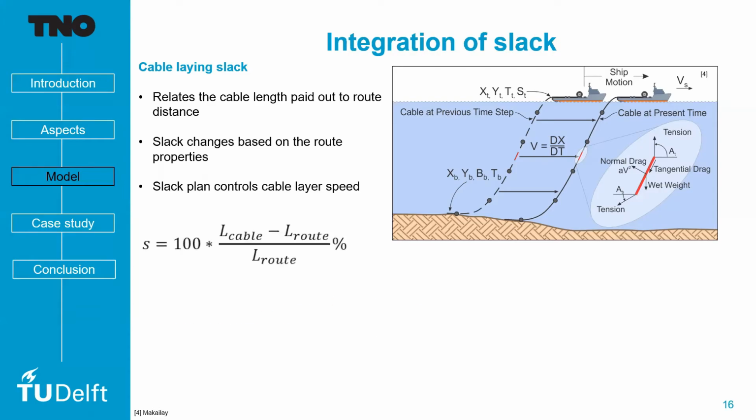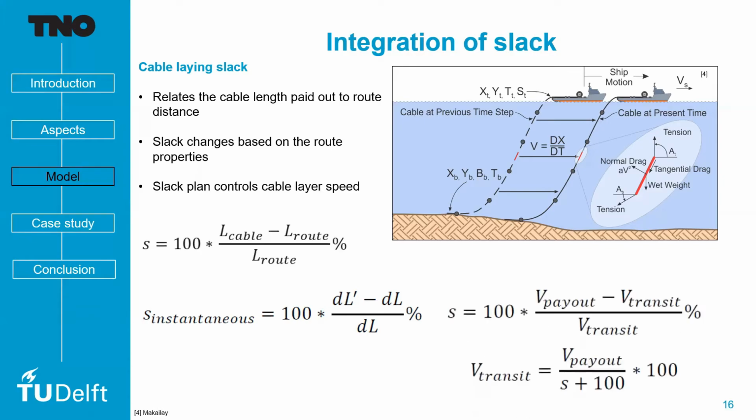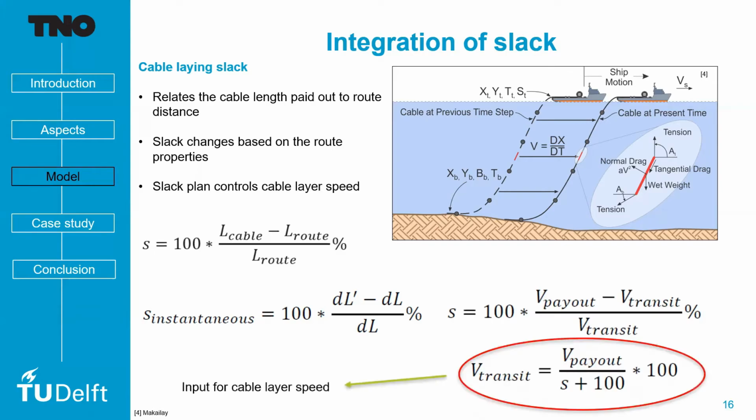This is simply the formula for slack. And the instantaneous slack calculation is expressed as an immediate change of the cable layer speed versus the route traversal speed. So from this slack formula, what we can do is calculate the speed of the vessel. So this is going to be the input for the cable layer in our installation model.